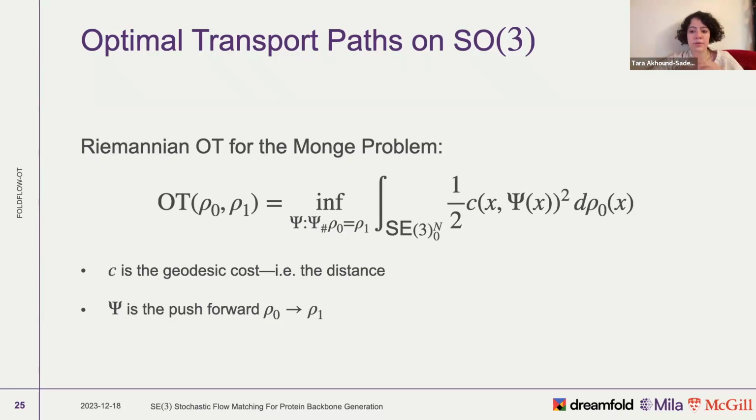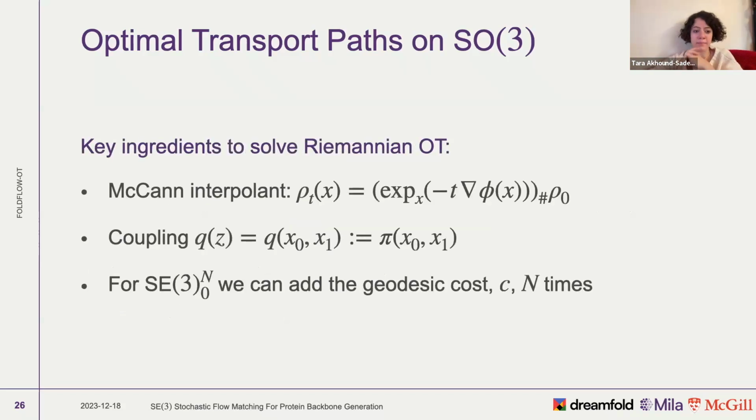And we have theorems to show that this Monge map actually exists on SE(3)_0^N, which is the manifold that we're considering. So basically the key ingredients to solve the Riemannian OT: we show that the McCann interpolant for us, basically the push forward map, happens to be the geodesic interpolant that we defined earlier. And we have this coupling, which is not the independent coupling anymore, like we had previously. It's the optimal transport plan coupling.